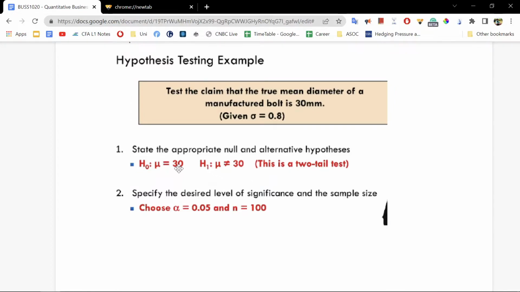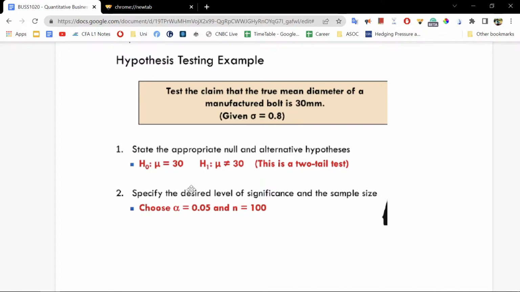So instead of writing x bar, which we already know, we need to write the null and alternative hypothesis with mu. As I talked about at the very beginning of this video, Greek letters always refer to the population. So mu equals 30 and mu does not equal 30. This is a two-tailed test. Secondly, we specify the desired level of significance and the sample size. The desired level of significance is 0.05.